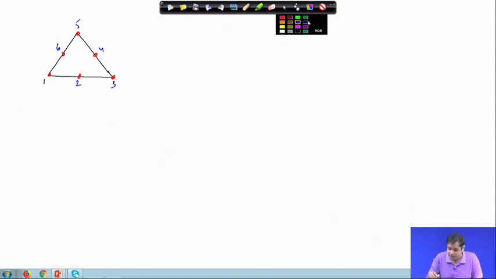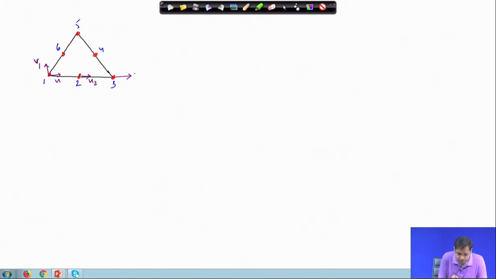Similarly, these are the degrees of freedom at every node. So, you can have degrees of freedom, say here it is U1, V1, then U2, V2, U3, V3 and so on, then U4, V4, U5, V5, then U6 and V6.